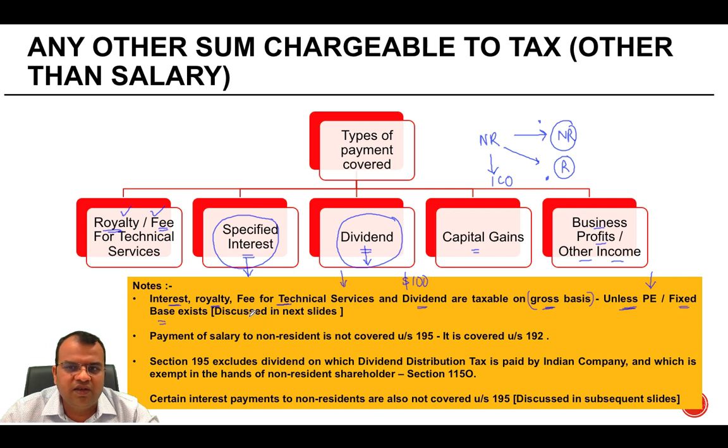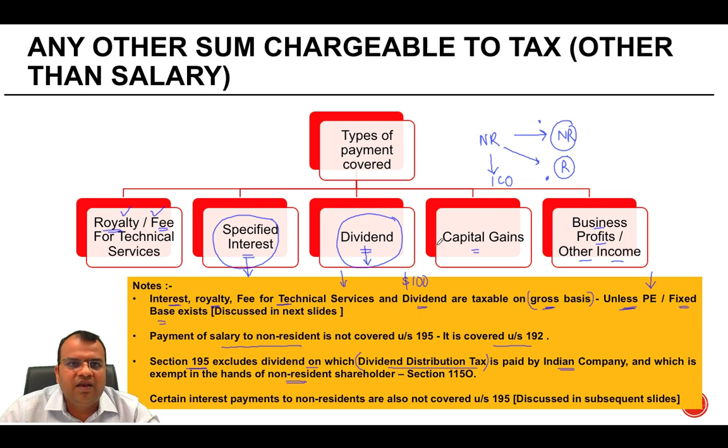In those cases, you need to see what would be the tax rate, and the deduction may also be on a net basis. Payment of salary to non-resident is covered under section 192. Section 195 excludes dividend on which dividend distribution tax is paid by the Indian company and which is exempt in the hands of the non-resident shareholders. So if an Indian company pays dividend to a non-resident but pays dividend distribution tax on it, then such dividend is exempt from tax in the hands of the non-resident.